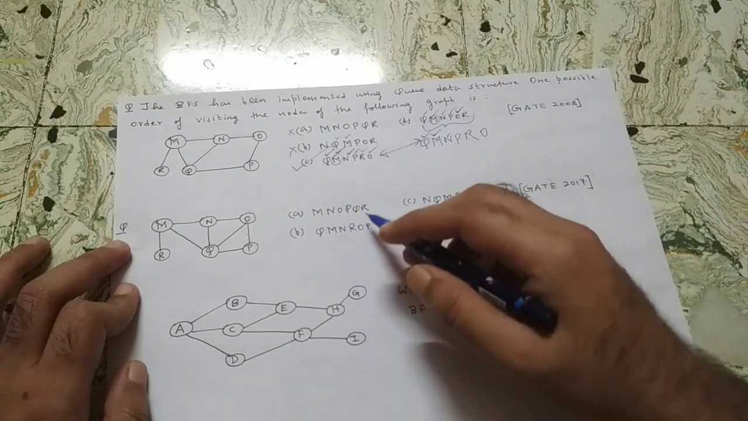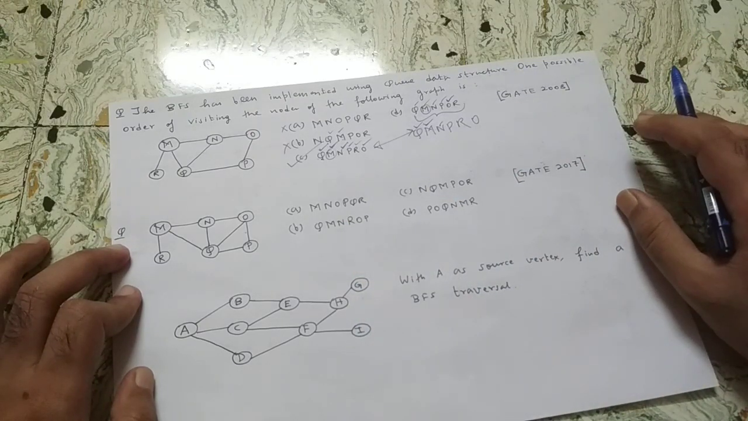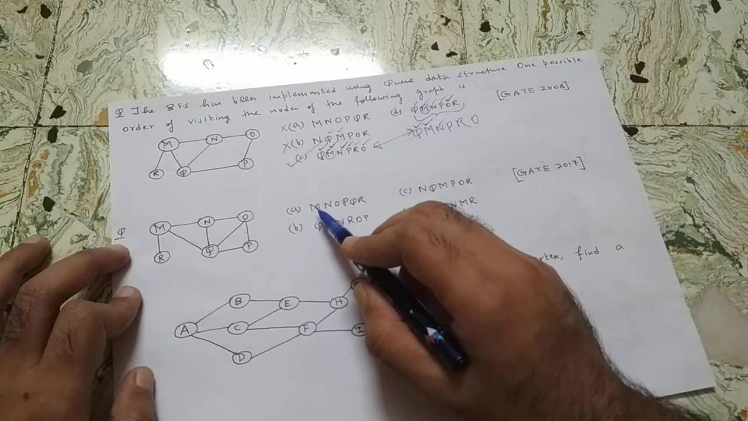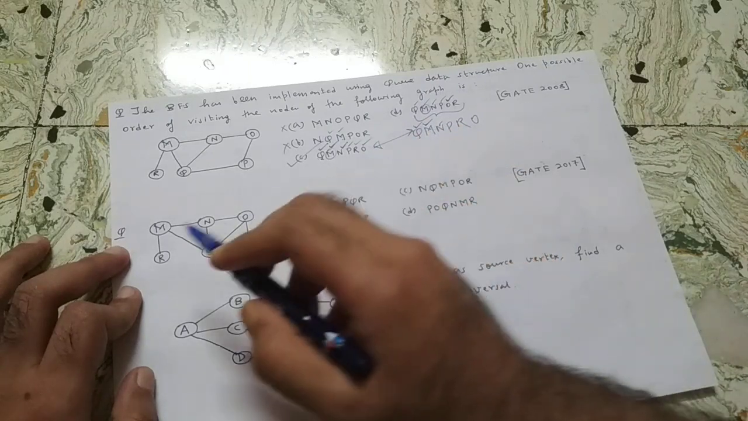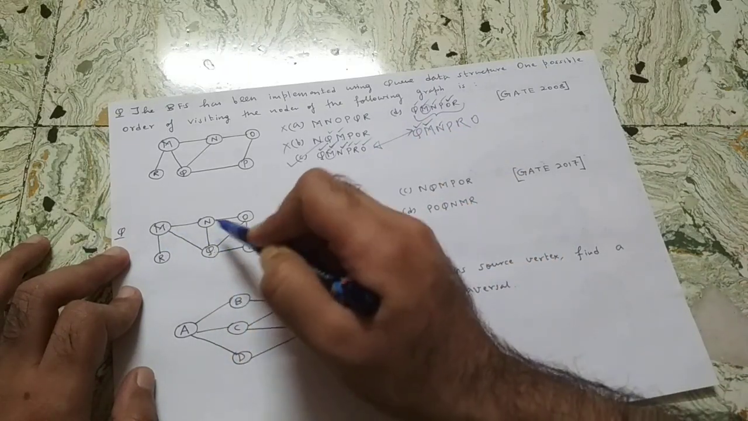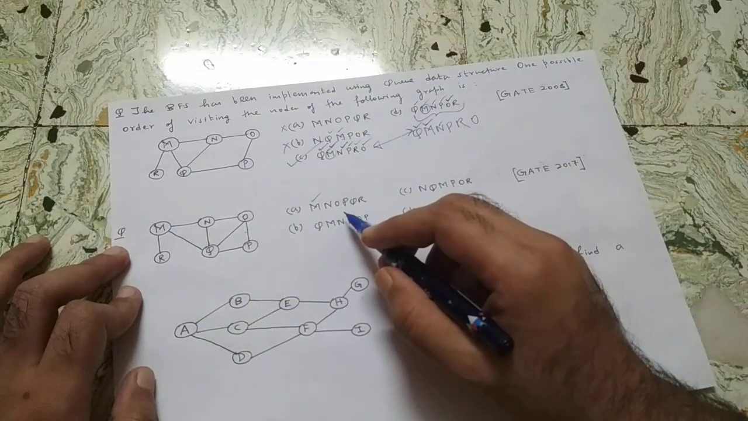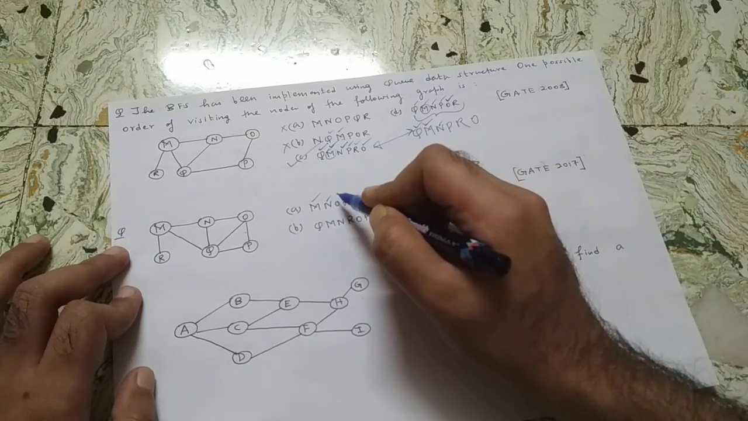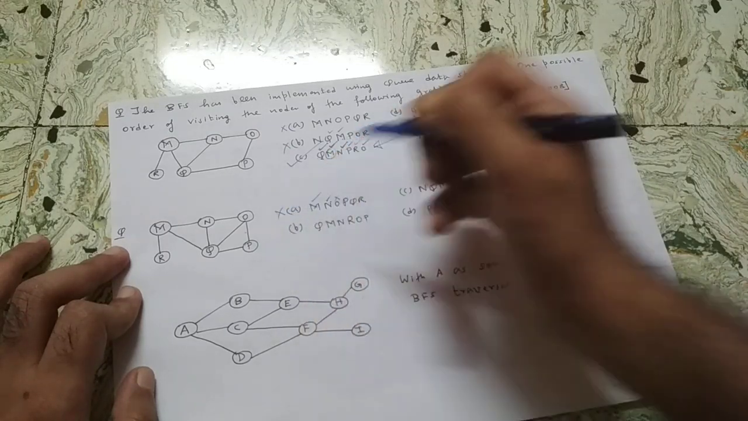So again, let's examine each option one after the other. So my starting vertex is M. So I'm at M. Now I'll visit M and I'll visit the adjacent vertices of M. What are the adjacent vertices of M? N, Q and R. So N, Q and R are the adjacent vertices. So I'll visit them in any order. But I find that I'm visiting N, then I'm ending up visiting O. But O is not an adjacent vertex of M. So this option is rejected.